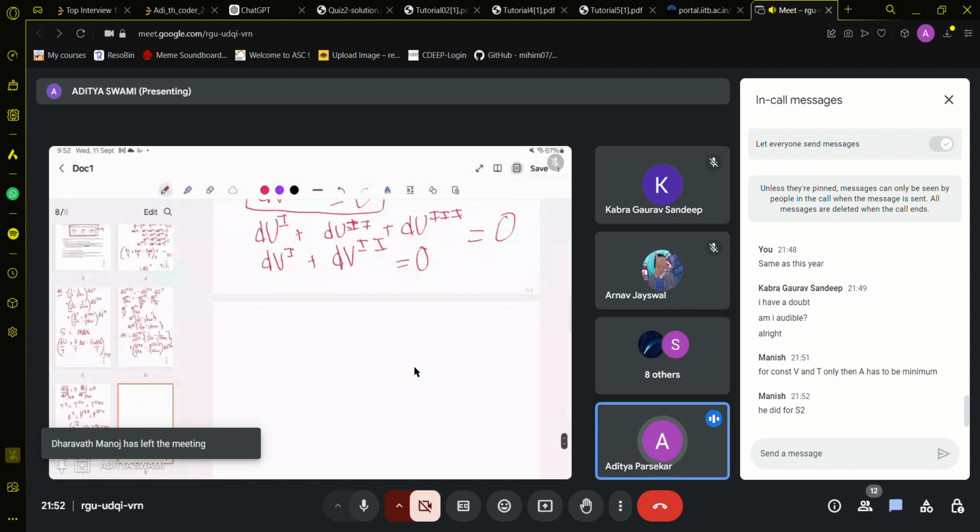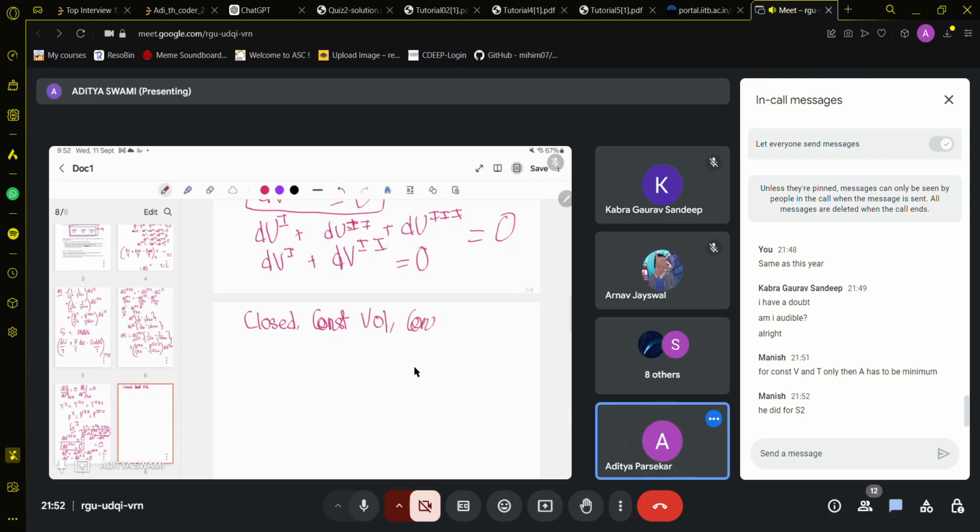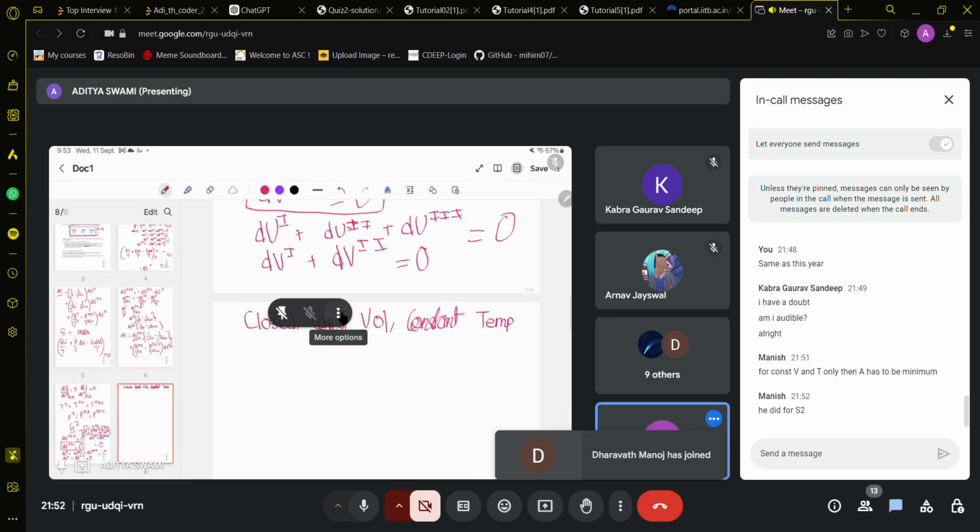So let's say we have a system which is closed, constant volume and constant temperature. Oh, okay, there's someone here. Yeah, but still, I think I'll just go over it once. So it is a closed system, constant volume, constant temperature.